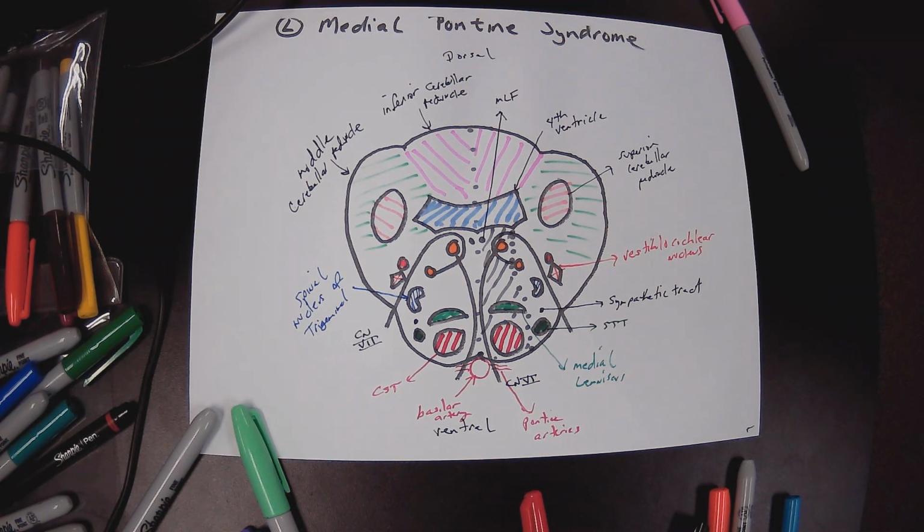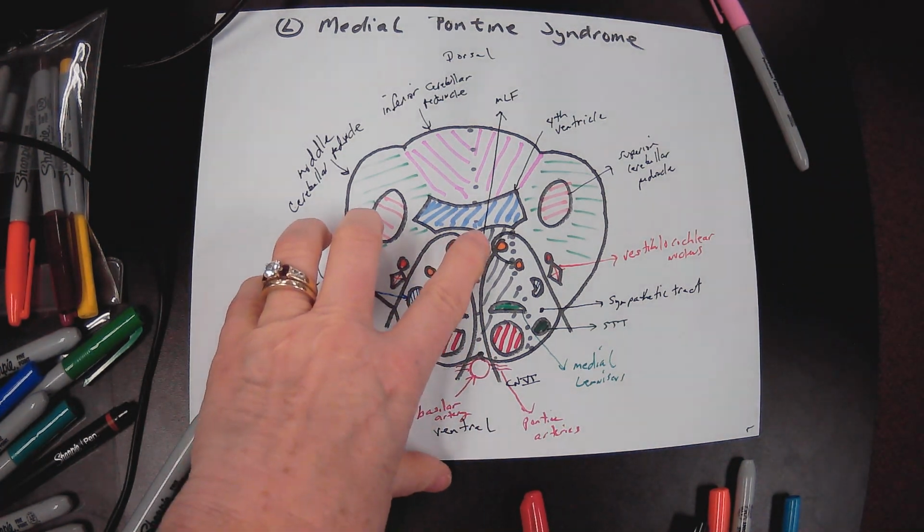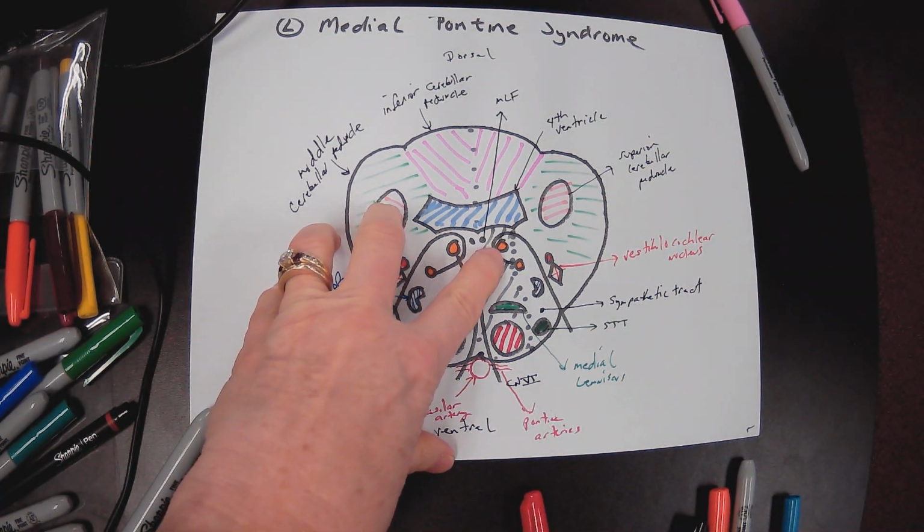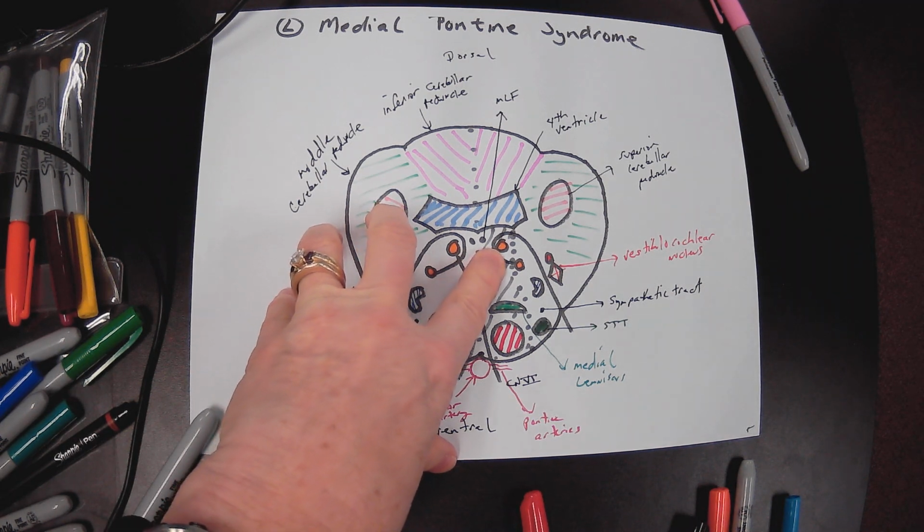And you're going to see some similarities between the medial medullary and medial pontine syndromes. If you look at the affected players, the big difference between the two of them is going to be the cranial nerve that's affected. Medial medullary is going to be cranial nerve 12. Medial pontine, cranial nerve number 6. Okay, that's the big differentiating factor. So for medial pontine syndrome, cranial nerve number 6 is affected.